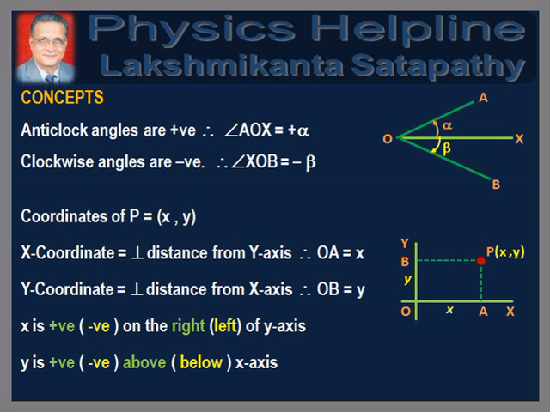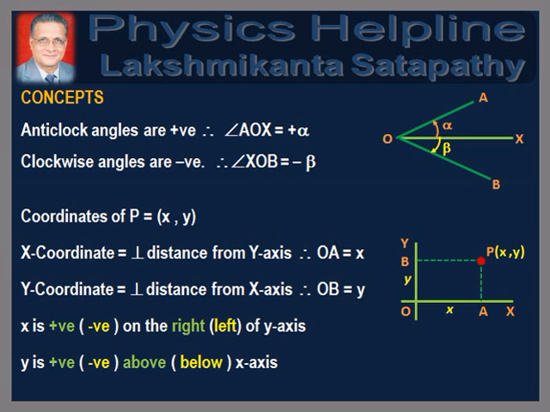Before proceeding to derive the identities, let us recall the related concepts. First, let us understand positive and negative angles. Let us recall that angles are plotted with reference to the horizontal direction, which is conventionally taken as the positive x direction as shown in the figure. By convention, anti-clock angles are taken as positive and clockwise angles are taken as negative. Therefore, in the figure, angle AOX is equal to plus alpha and angle XOB is equal to minus beta.